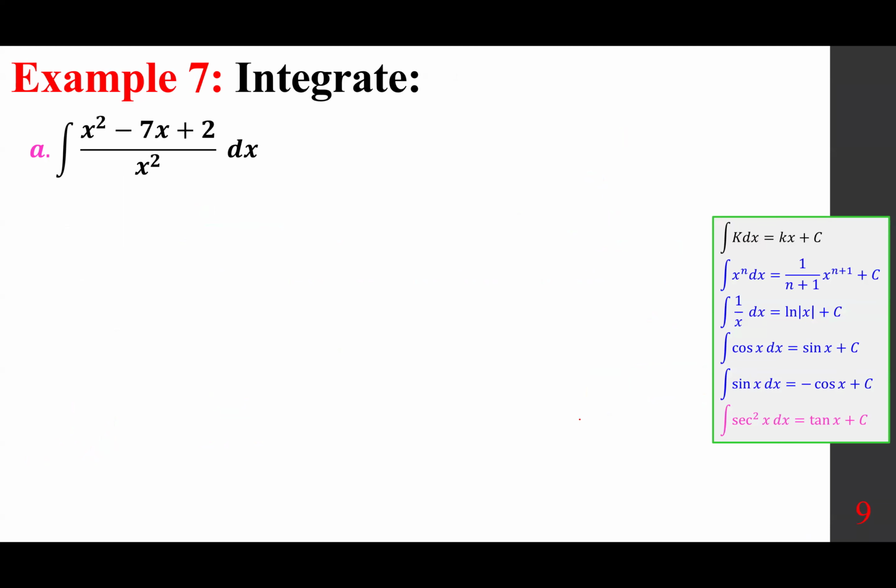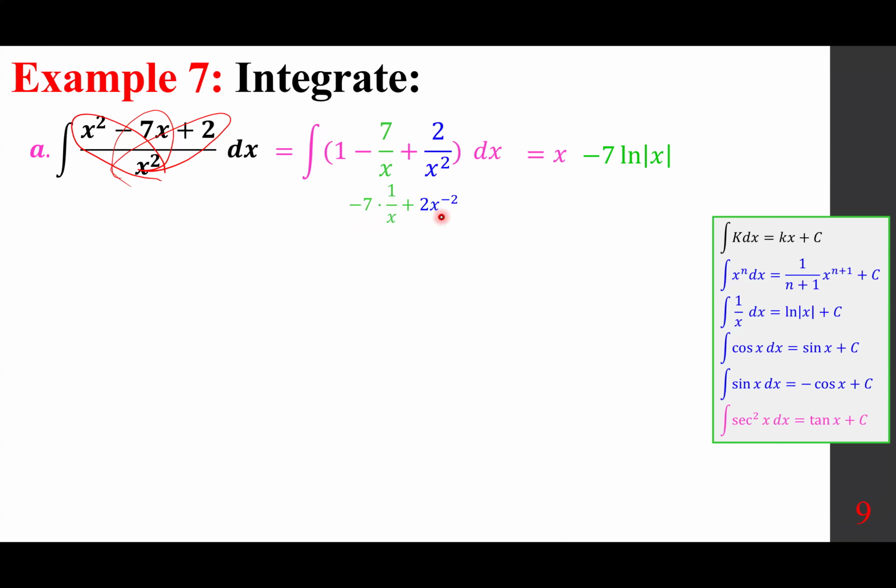You want to integrate or differentiate, makes no difference. You're going to cut this into 3 fractions. 1 minus 7 over x, 2 over x squared. To become clear what we are dealing with, minus 7 over x, we write it as minus 7 times 1 over x. And 2 over x squared, to get it ready for the power rule, we're going to write it as 2x to the power minus 2. We're dealing with dx, so 1 gives us x. Minus 7, 1 over x gives us natural log.